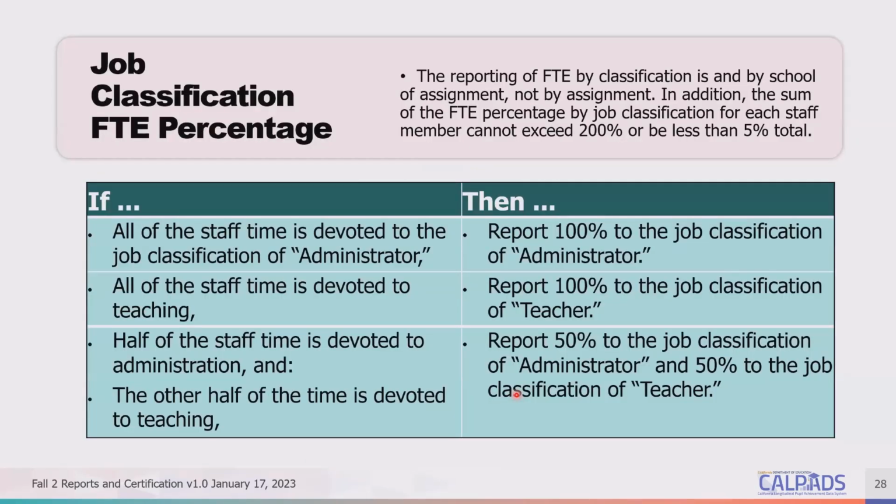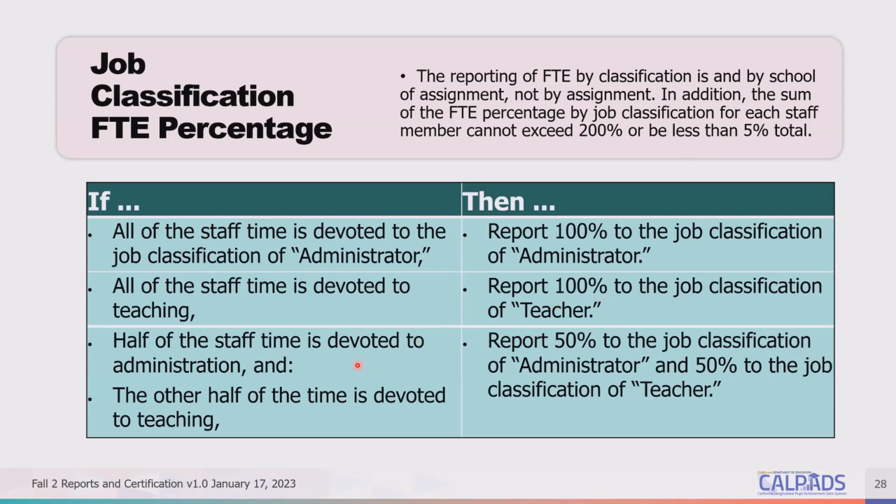For job classification, CalPADS only allows a staff member to have a job classification between 5% to 200%. This is the total job classification that a staff member can have in one academic year. This can be achieved by different scenarios. Let's say you have an admin who is solely working as an admin, then of course their job classification would be 100%. Now, if you have a staff member who is just devoted to teaching, then again, you can have a 100% teacher.